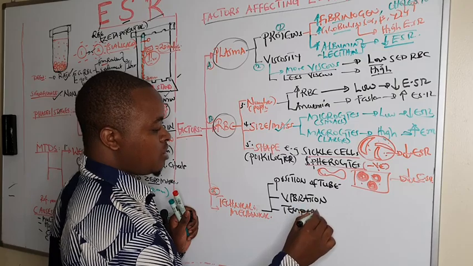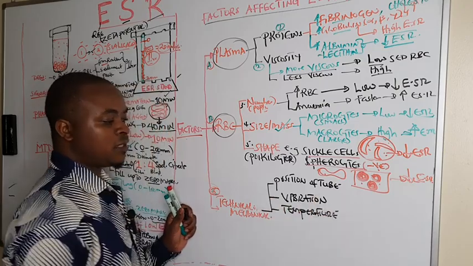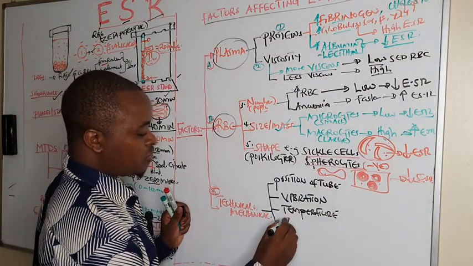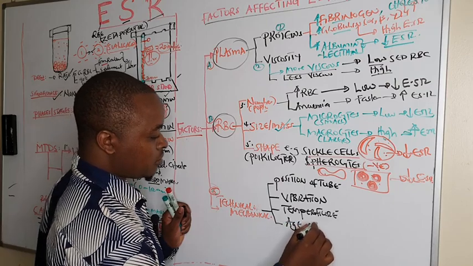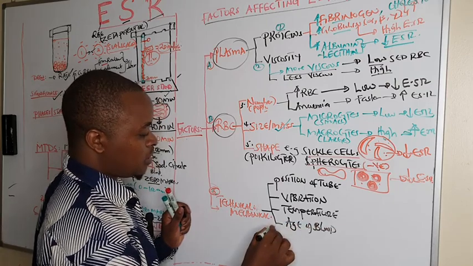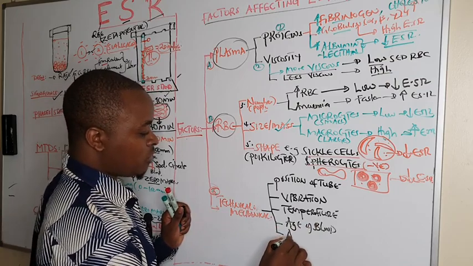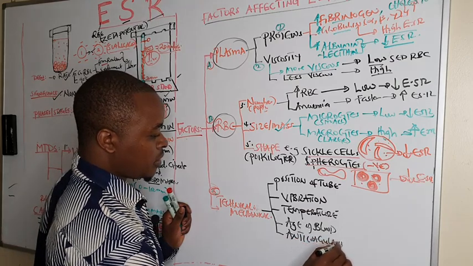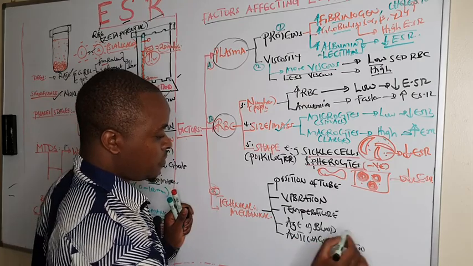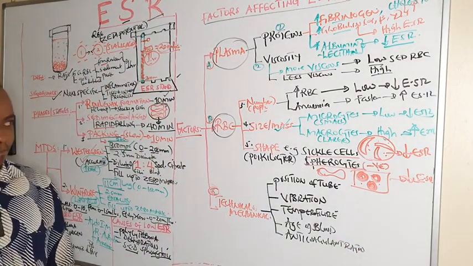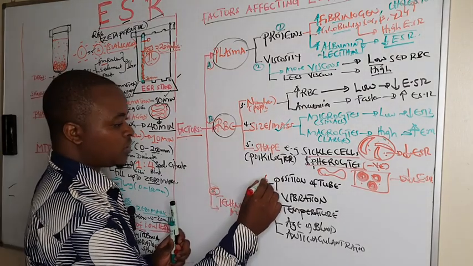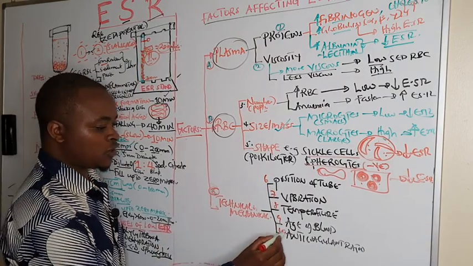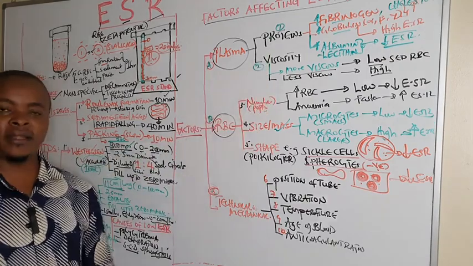Temperature, that is, maybe you are running ESR in direct sunlight, hence raising the temperature. Then we are going to talk about the age of the specimen, the age of blood. Then we can talk about even anticoagulant ratio. So these are the factors we are going to talk about. This is 6, 7, 8, 9, 10. So if they ask you to explain 10, this is how you can outline them.